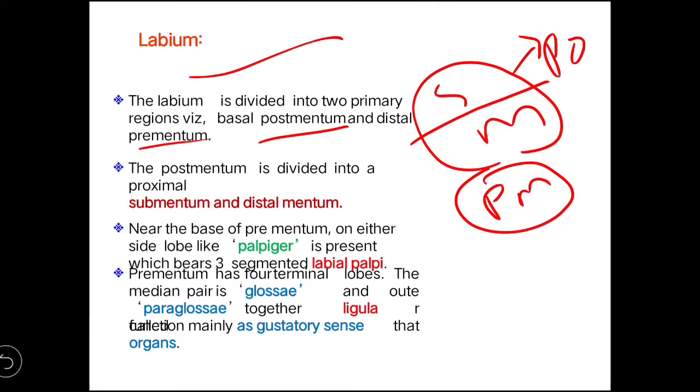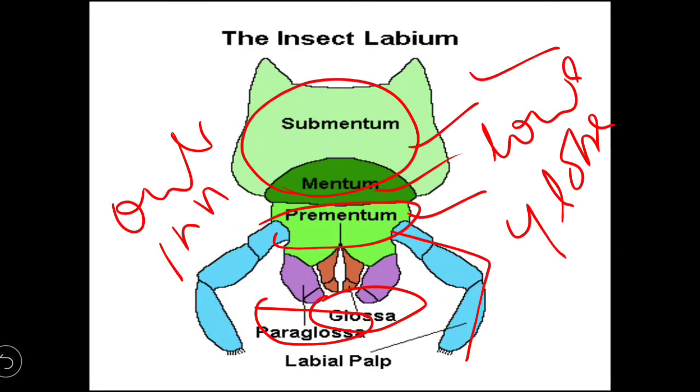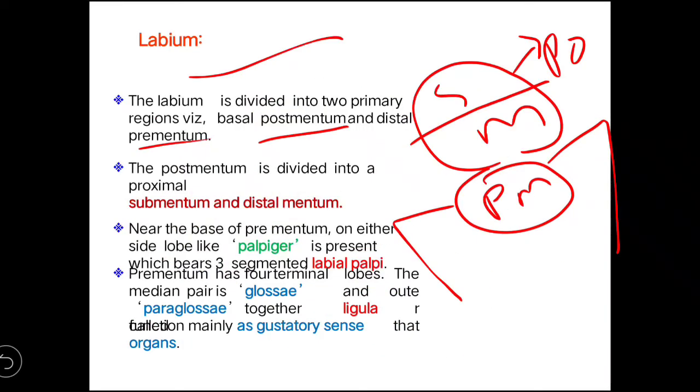Near the base of the prementum, on either side, a lobe-like structure is there, known as palpiger. You have seen these two structures are known as palpiger, which bears three-segmented labial palpi. As you can see, this is segment 1, 2, 3. So they bear three-segmented labial palpi.